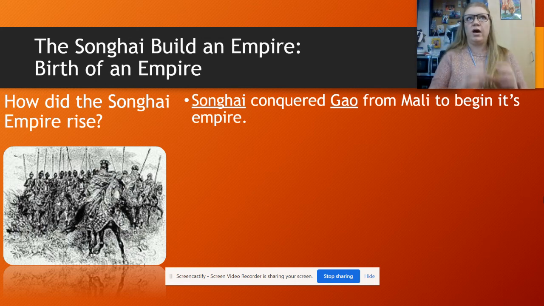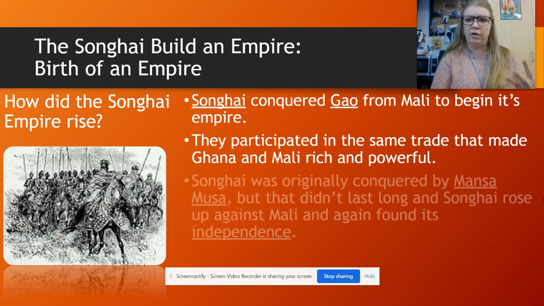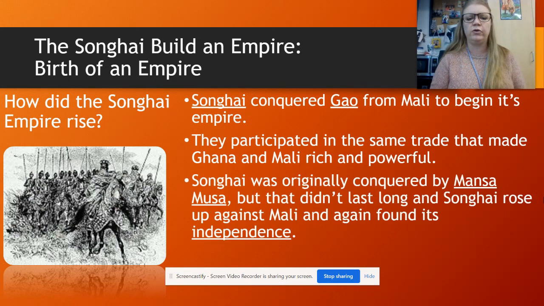So remember that when Mali was invaded and all the little cities, they all decided to declare their independence. The city of Gao on the banks of the Niger River, they decided to get their independence from Mali and rename themselves Songhai. They participated in the same trade. It's along the Niger River. They had the gold and the salt mines, same as Ghana and Mali. It made them very strong, very rich, very powerful.